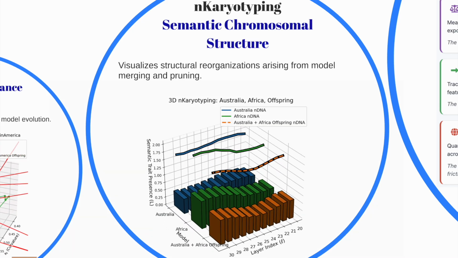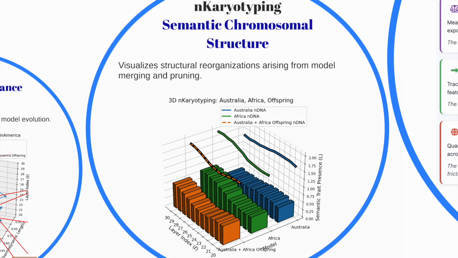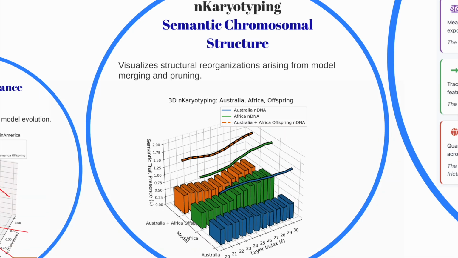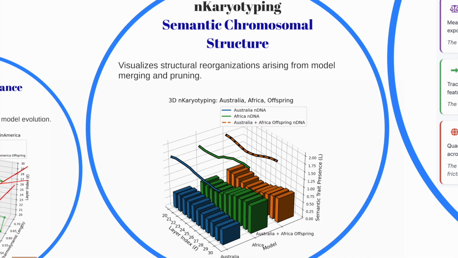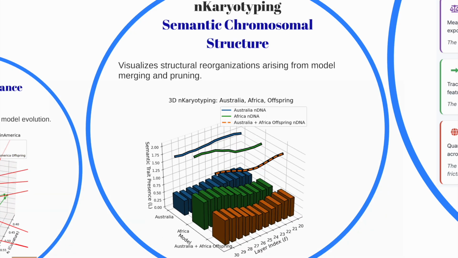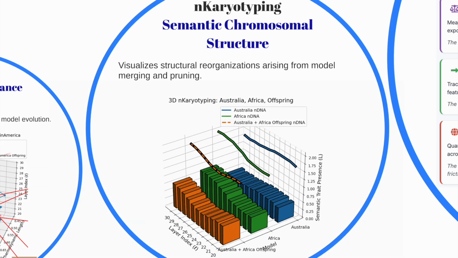Colored curves above the bars, the latent trajectory each model follows through the same region. Compare bends and altitude to see how presence and geometry covary. What stands out in this example? Australia, Africa, and their offspring.